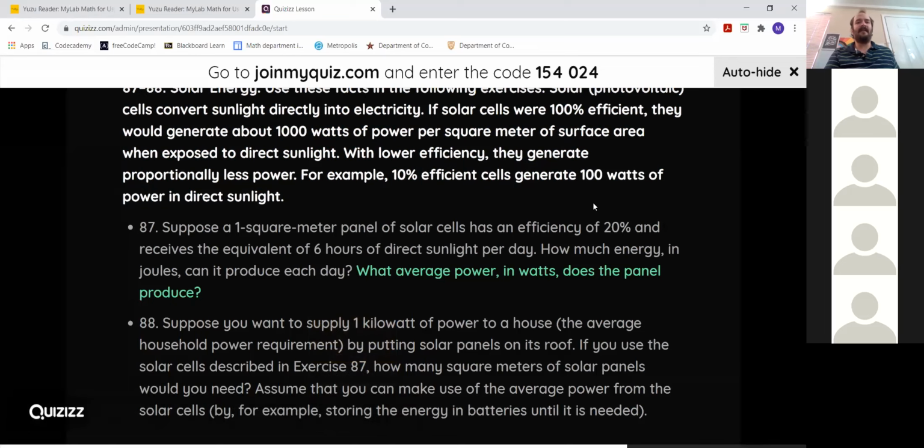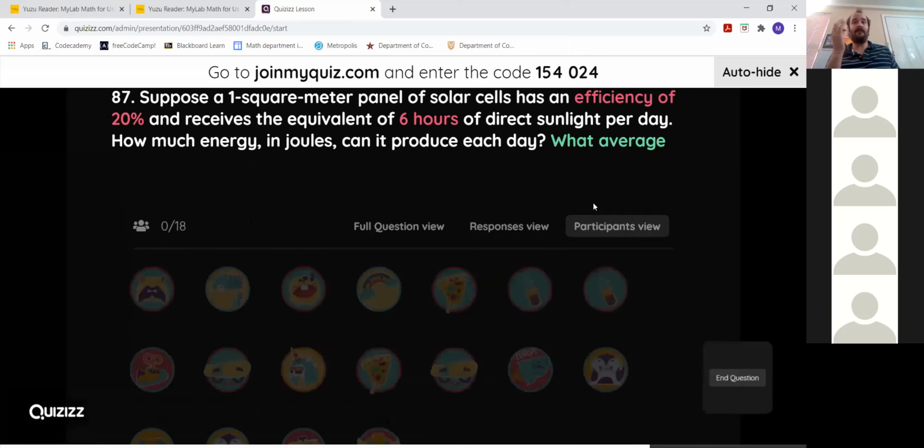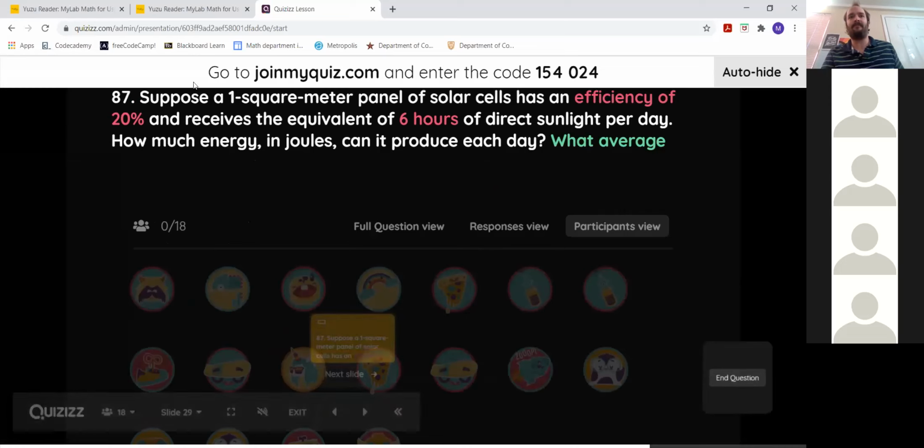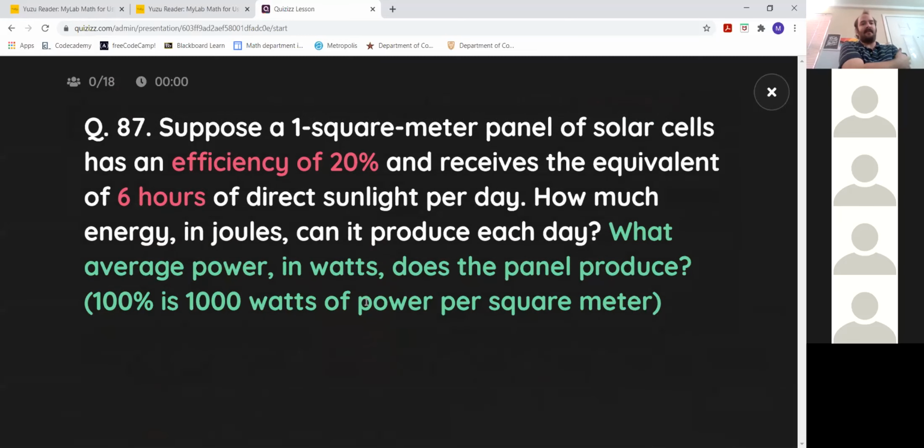And so for this first one, 87, if we want to know how much this cell is going to produce, they give us a 1 square meter solar panel cell, and it has an efficiency of 20%, and it gets 6 hours of sunlight each day. So there are basically two things we have to do. The full power is 1,000 watts. So we have to take 20% of this, and 6 hours is a quarter of the day. We take 20% of this, and we take a quarter of that.